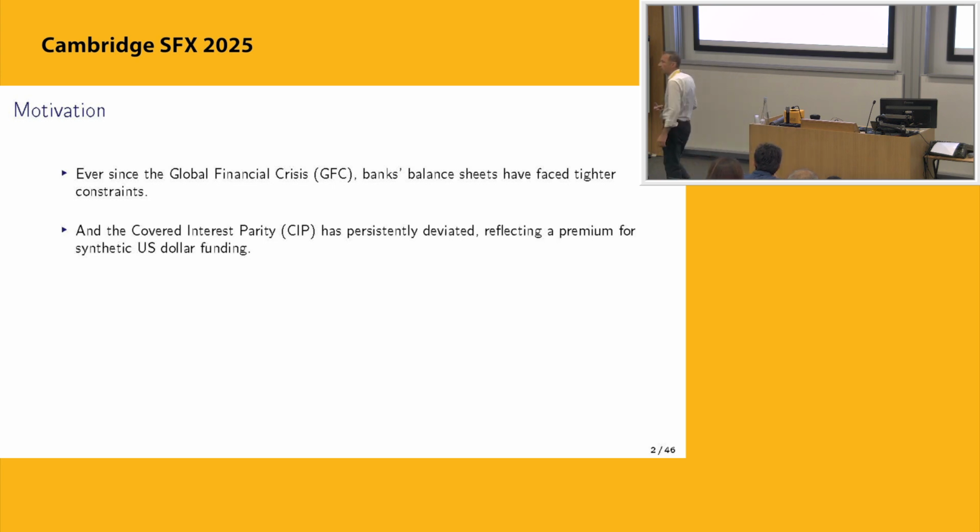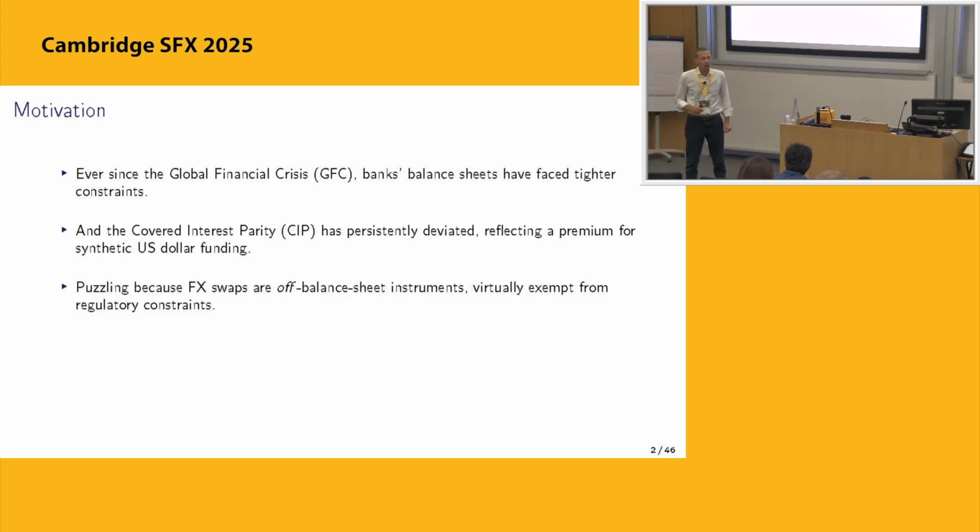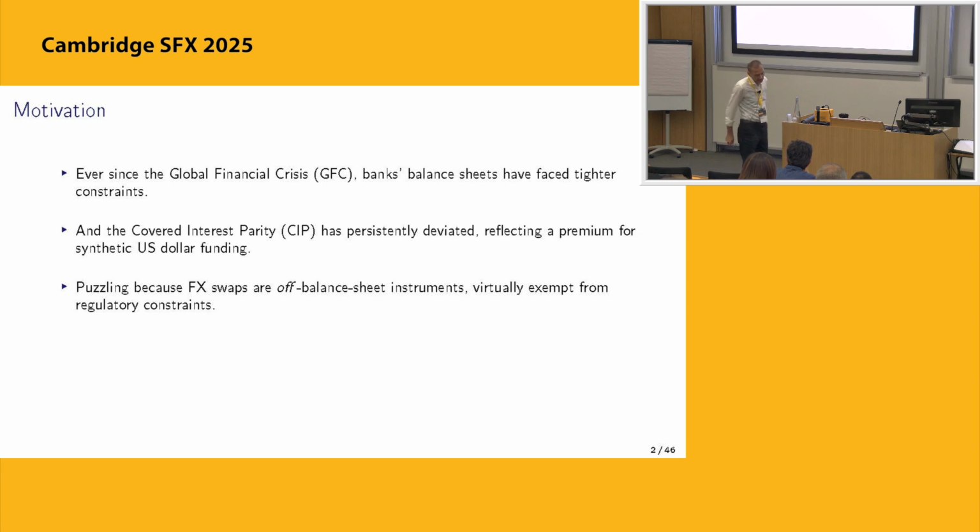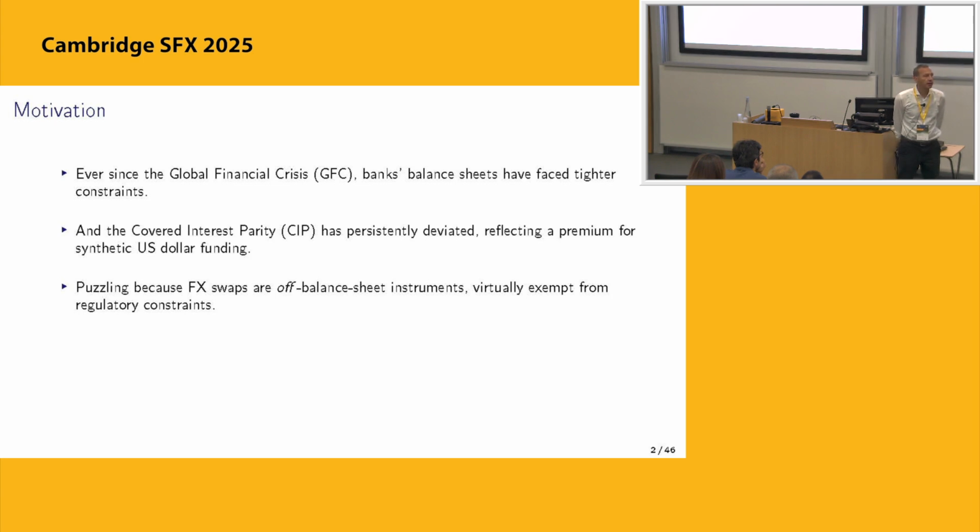But now if you think about that, this is puzzling, because the FX swap that you would be using for synthetic dollar funding is off balance sheet. So the regulator treated it as an off-balance-sheet instrument. By then, it doesn't count and doesn't constrain the Basel III leverage ratio. So the friction couldn't be coming from the FX market.